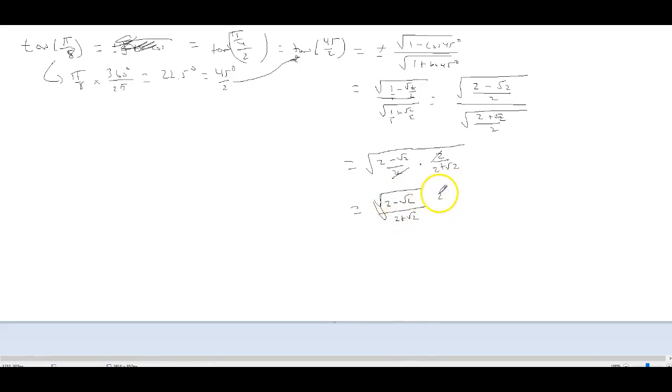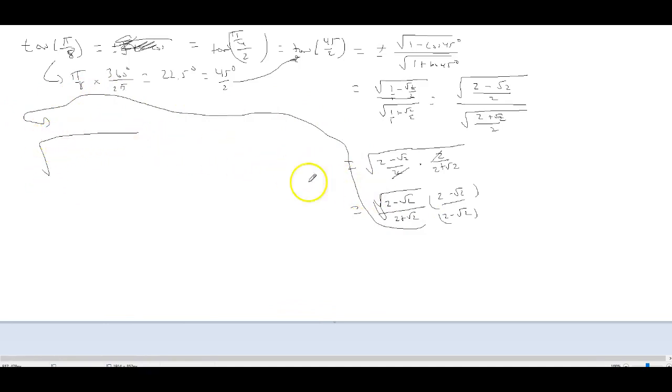How do I get rid of a 2 plus root 2 on the bottom? I'm going to multiply top and bottom by 2 minus root 2. Yes, we're going to get to do that in this problem as well. This is going to be fun. I'm going to write over here because I need a lot more room. So I've got the square root of, I'm going to FOIL, so I've got 4 minus 2 root 2 minus 2 root 2 plus 2, that's plus because it's negative, all over.